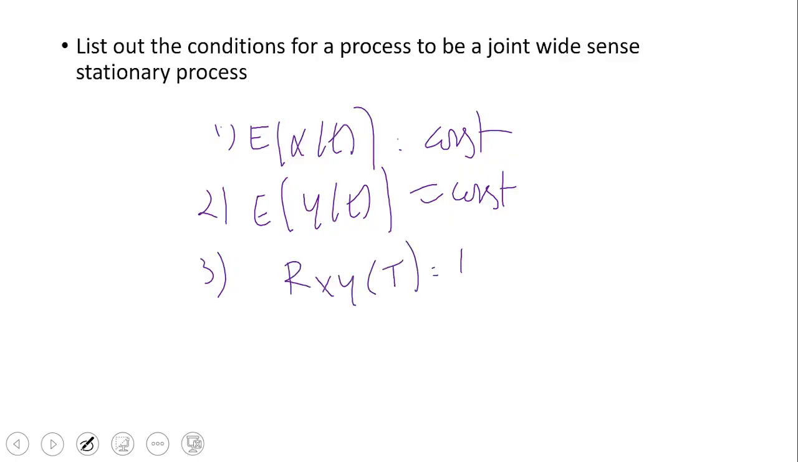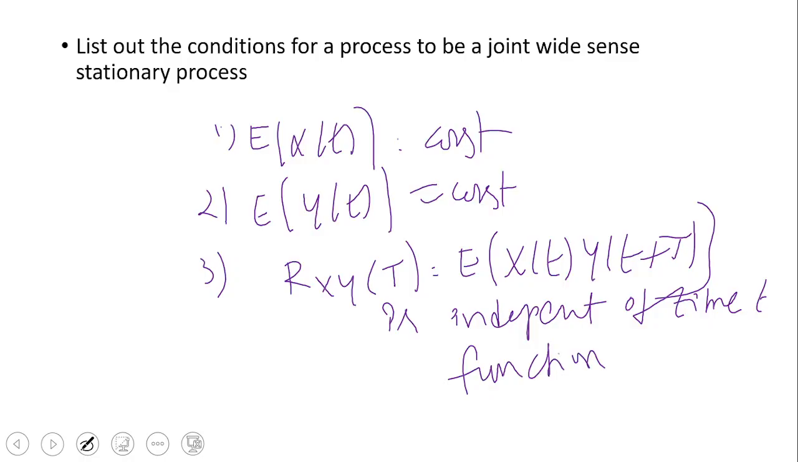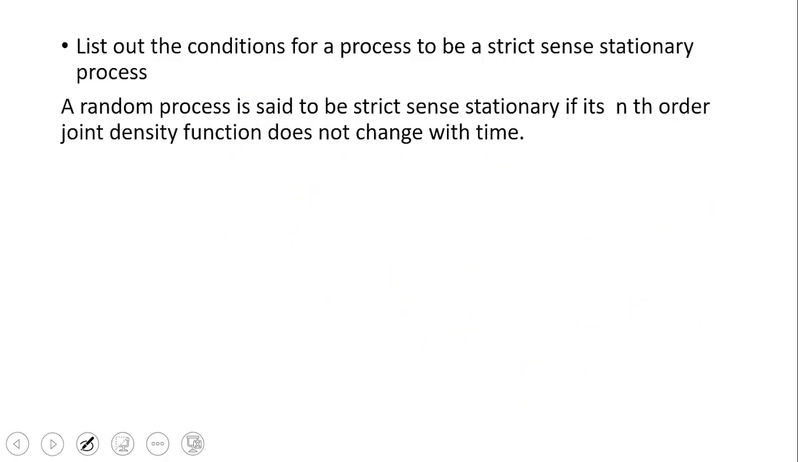Rxy of tau, that is expected value of x of t, y of t plus tau, is independent of time t, a function of tau only. Okay, so these are the conditions for a jointly wide sense stationary. These are the conditions for a process to be strict sense stationary.